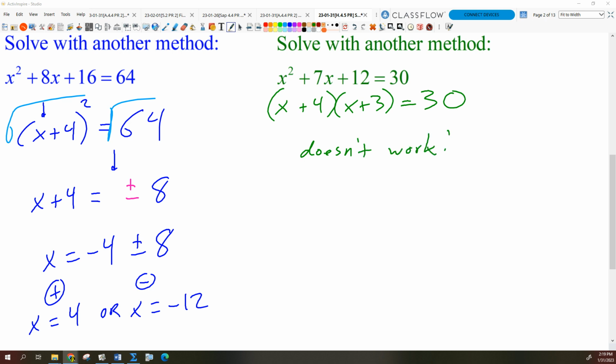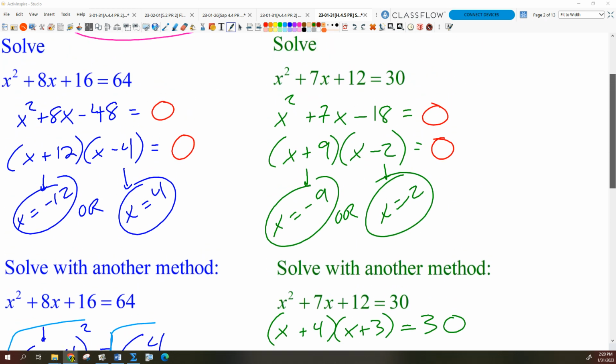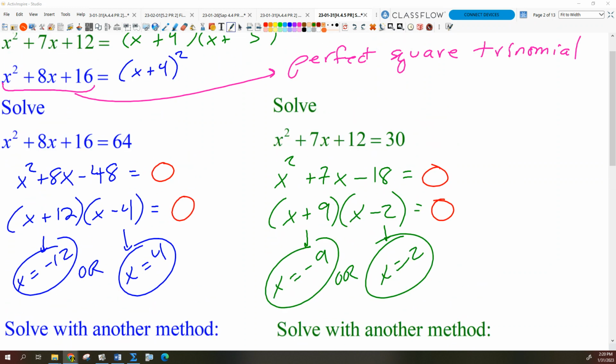That technique doesn't work. At this point, we'd have to do this one the way we did the first time. We'd have to solve by factoring: set it equal to 0, factor it, apply the zero product property. We had a little bit of a choice, though, with the blue one because we happen to have a perfect square trinomial, okay?